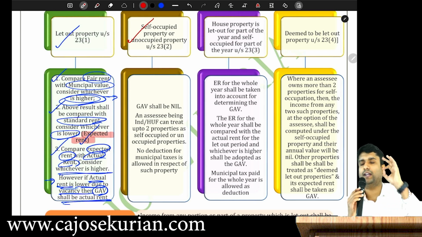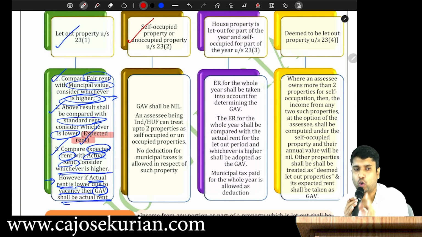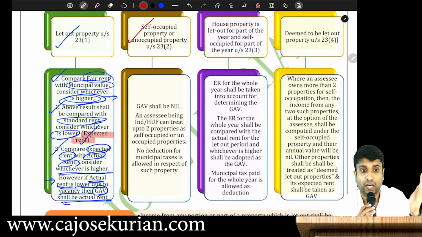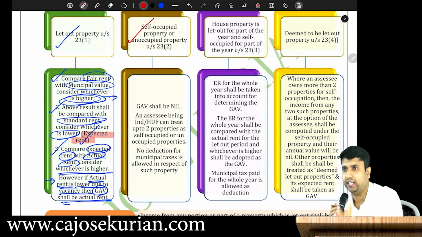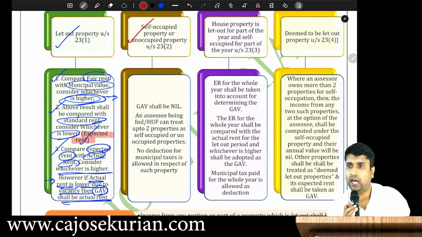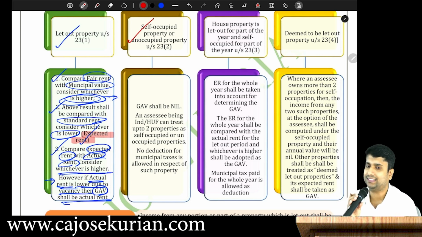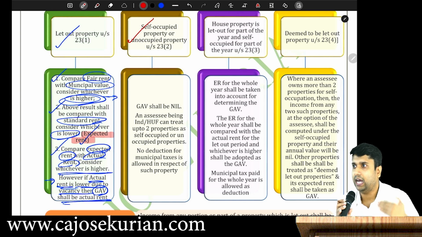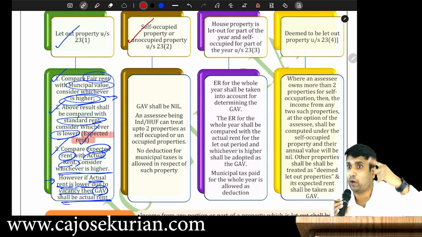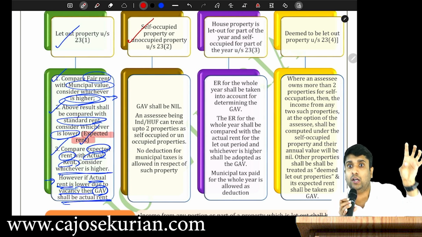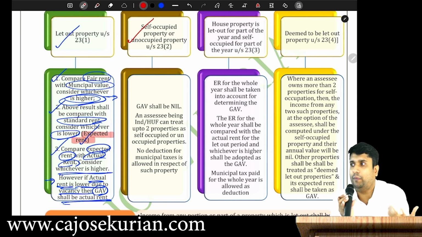What is the second type of property? Self-occupied property or unoccupied property. What is self-occupied property? I have a house and I am staying in my house. That house is called self-occupied property. What is unoccupied property? I have a house in Chennai, but I am staying in Delhi due to my work or business. My property in Chennai is said to be unoccupied property because nobody stays over there.